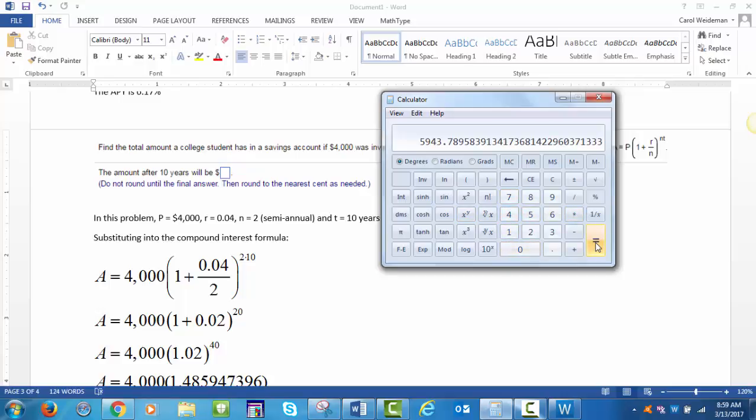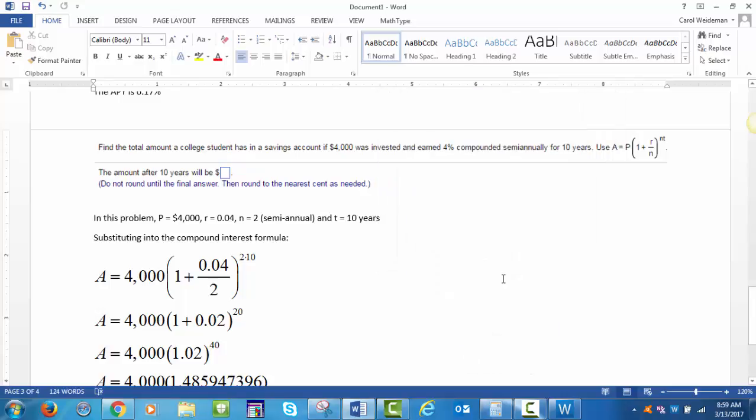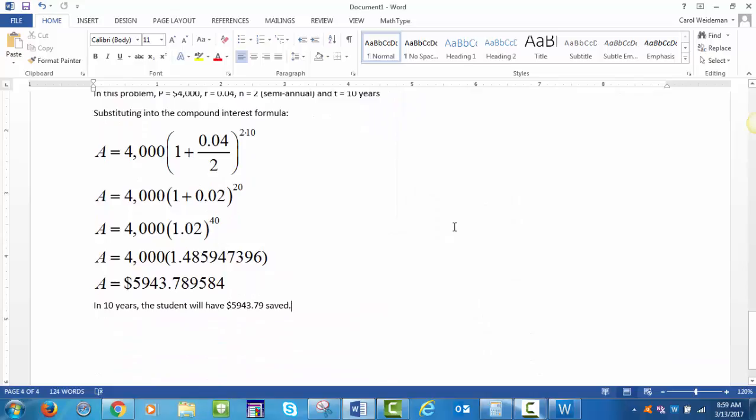So the student's going to have $59,043.79 at the end of 10 years with 4% compounded semi-annual. So hopefully this will help you as you work through the problems in section 2.19.